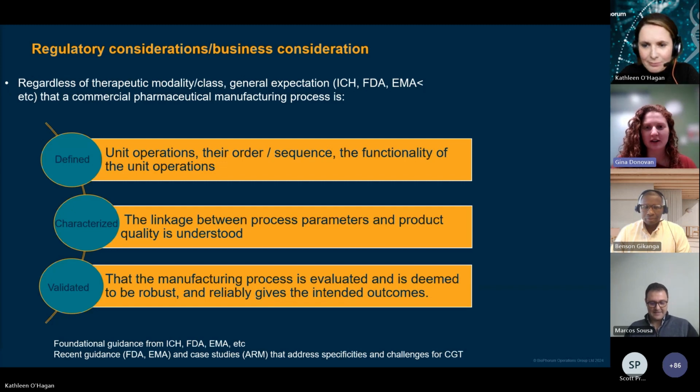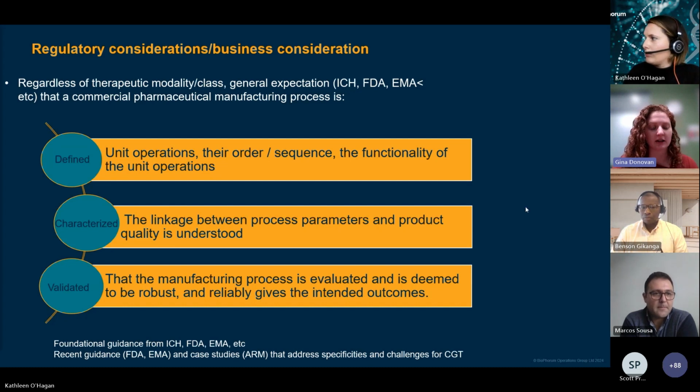So regardless of therapy type, there are regulatory requirements that must be met in order to successfully commercialize a new product. The regulators expect your process to be defined. So, what unit operations you have, the order, and what the purpose of those is, characterized so that you really understand how and why your process is running the way it is, and validated to make sure that your manufacturing process can reliably produce a quality product and ultimately ensure patient safety. Next slide.